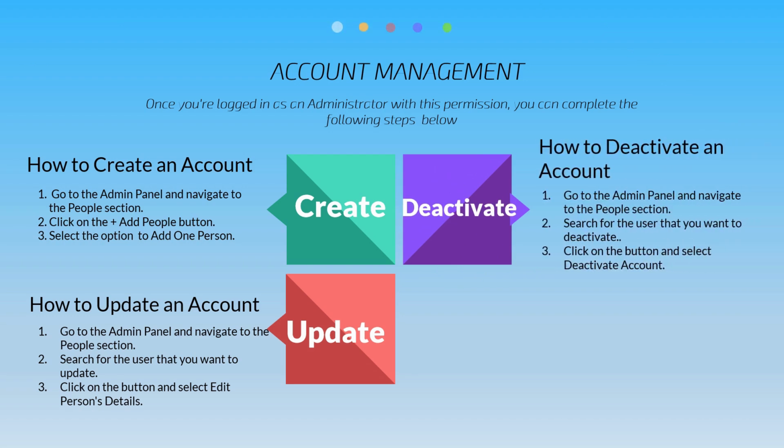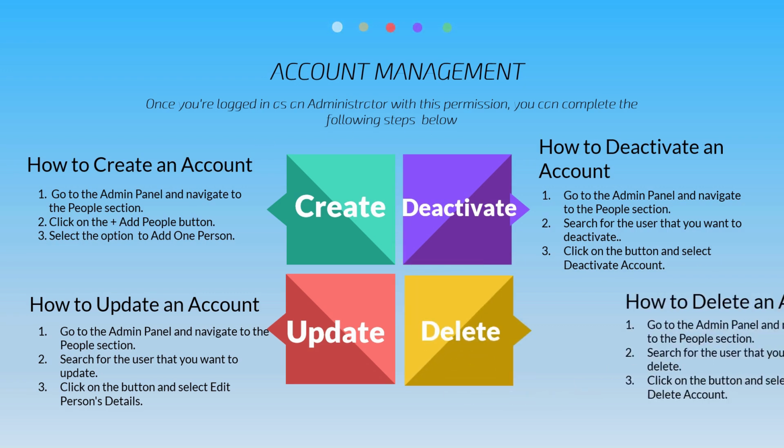How to deactivate an account. You can deactivate existing accounts by logging in as an administrator who has the permission to add and remove accounts. Once you're logged in as an administrator with this permission, you can complete the following steps to deactivate a single account. 1. Go to the admin panel and navigate to the People section. 2. Search for the user that you want to deactivate. 3. Click on the button and select Deactivate Account.